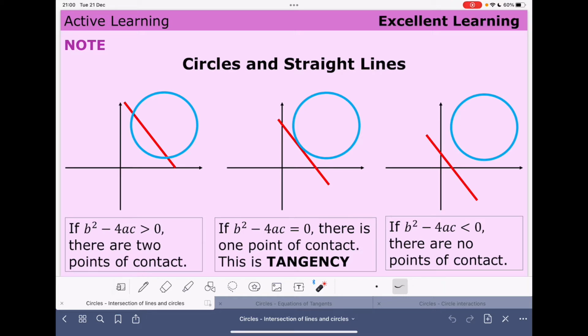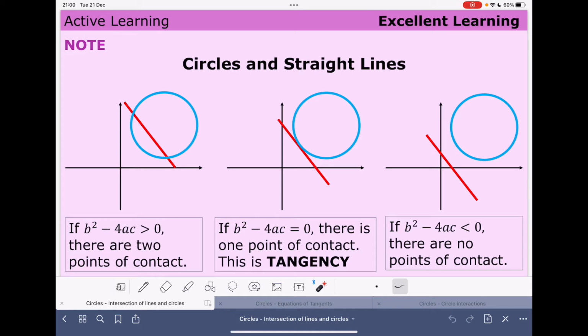And that line then, so this line here, is called a tangent. So this is tangency in the same way that a line could be a tangent to a parabola. We've got the same thing happening with circles, and tangents to circles, quite a big idea that we'll look at both this lesson and next lesson. And then we've got the final diagram over here on the right, where the line just doesn't interact with the circle at all. So there are no points of contact, no points of intersection at all, and the discriminant there would be less than 0.